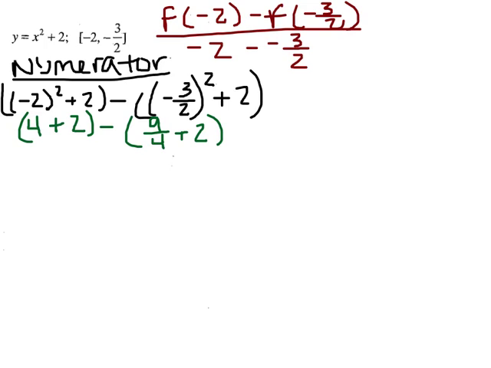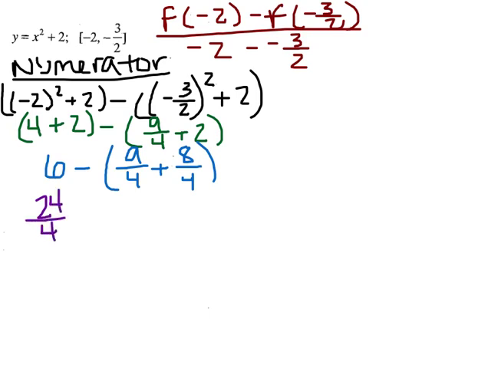In order to add those, I'm going to need a common denominator, so this can be a 6 minus 9 over 4 plus 8 over 4. Looking ahead of time, I know I'm going to need a common denominator, so might as well change that 6 now. 24 over 4 minus 17 over 4, and that is going to give me 7 over 4 for my numerator.